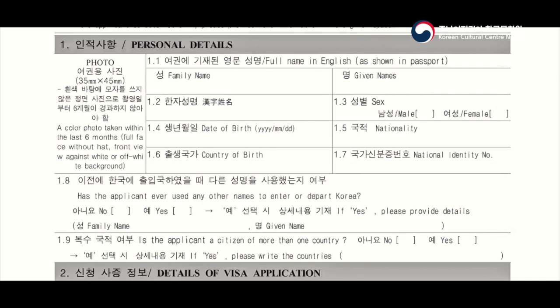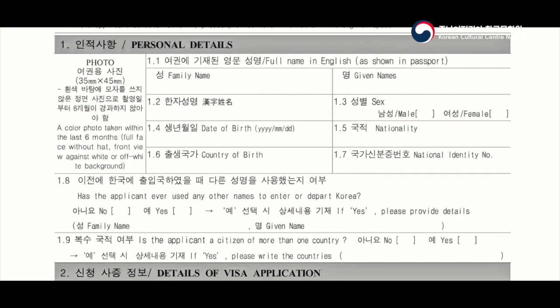And also, if you have traveled to Korea with any other name aside from the name you'll be writing down, you have to indicate. If you tick no, you don't have to give more details. But if you tick yes, you have to give more details. And if you're a citizen of more than one country, if no, then you don't have to give more details. But if yes, you have to give more details.